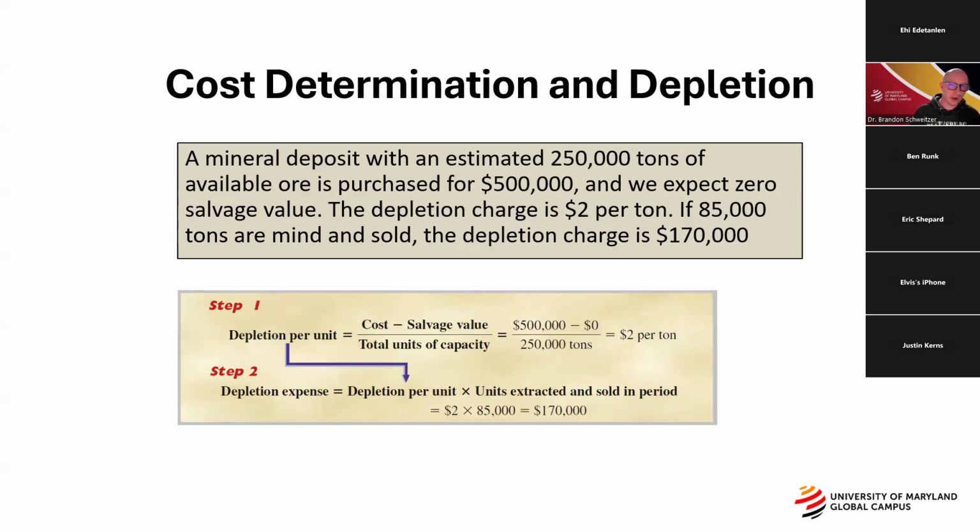And of course, there are methods that we use to determine the cost of depletion, and it's very similar to the units of production method that we use for depreciation. We take the cost minus the salvage value divided by the total units of capacity. That gives us our depletion per unit, and we multiply that by the number of units extracted during the accounting period.